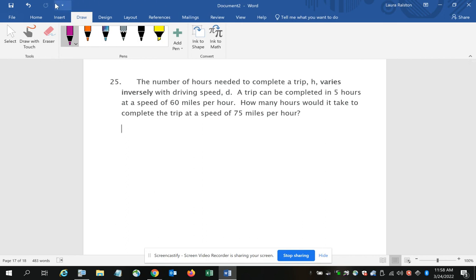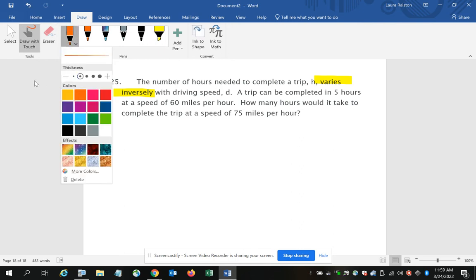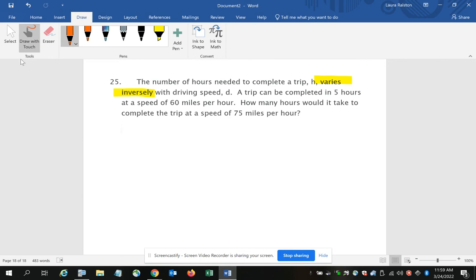Okay, last one. The number of hours needed to complete a trip varies inversely with the driving speed. A trip can be completed in 5 hours at a speed of 60 miles per hour. How many hours would it take to complete a trip at a speed of 75 miles per hour? So again, you've got to think through this. It tells you that it varies inversely, and generically you would have y equals k divided by x. But remember, this first sentence gives us the generic relationship.